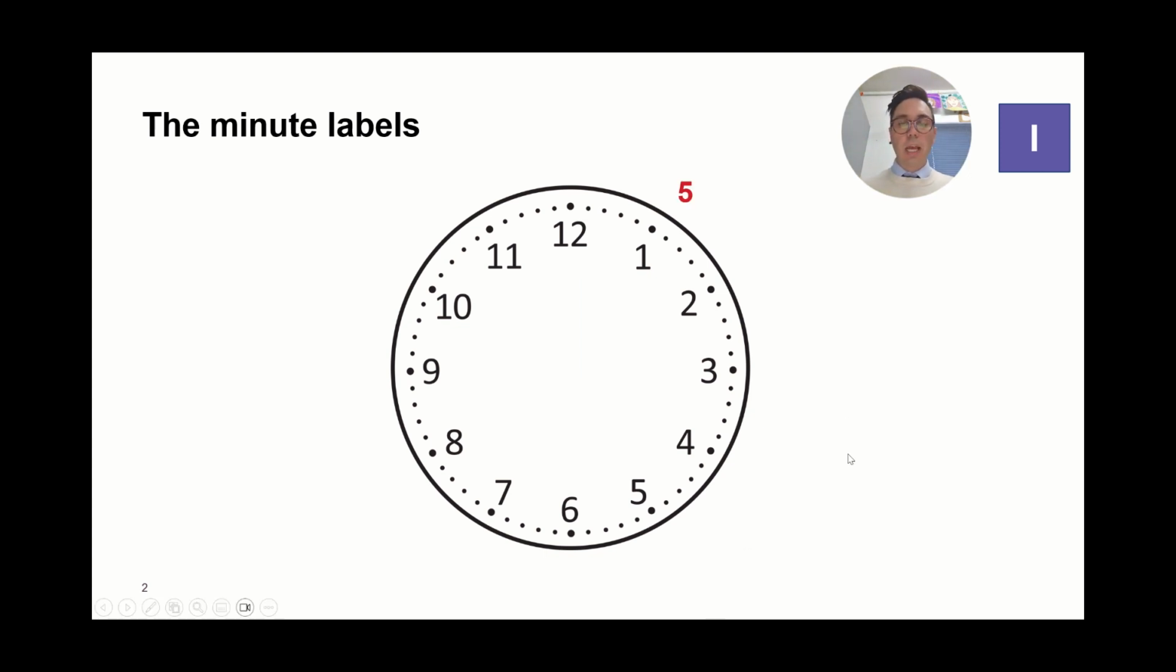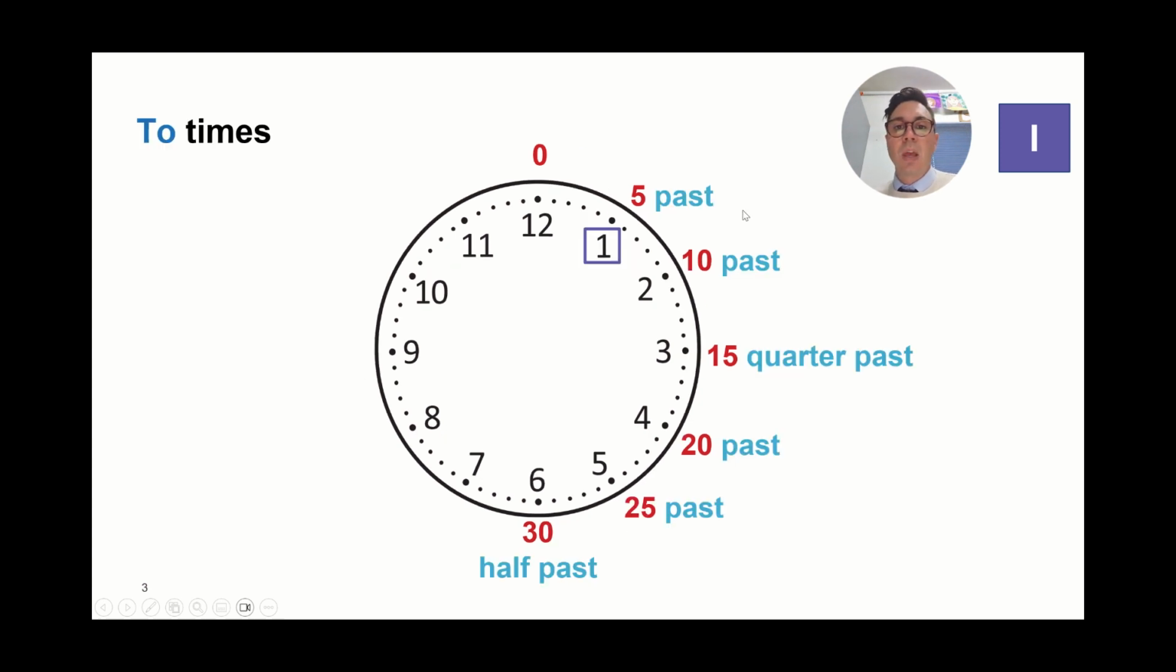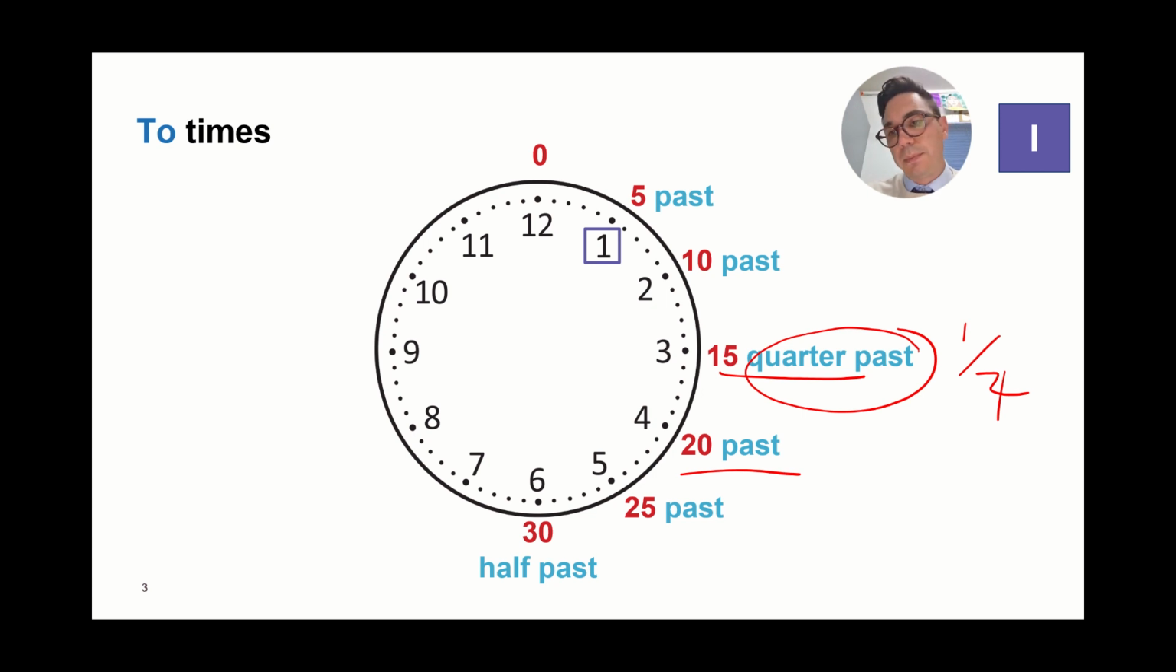So looking at the minute labels, count with me. We're starting at 1, 5, 10, 15, 20, 25, 30, 35, 40, 45, 50, 55, 60. But we don't count 60. 60 goes back to 0 because that is on the hour. We've already done this: 5 minutes past, 10 past, 15 minutes past or quarter past, 20 past, 25 past, and half past.